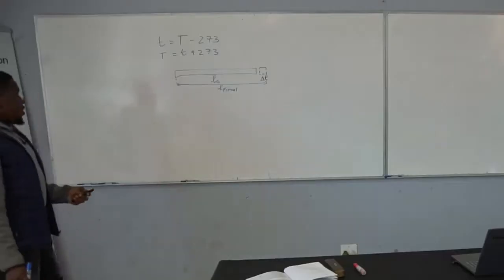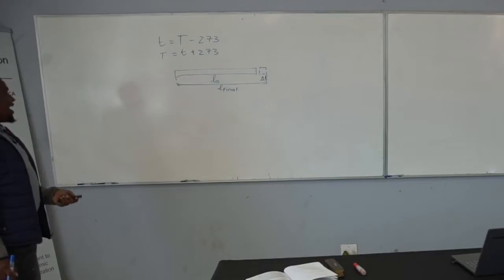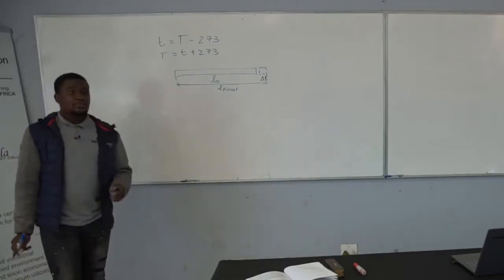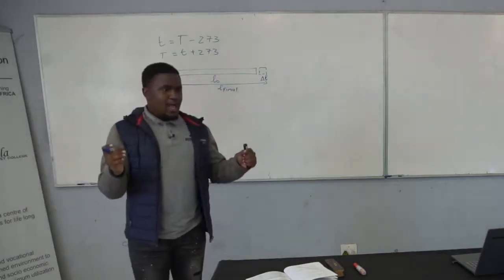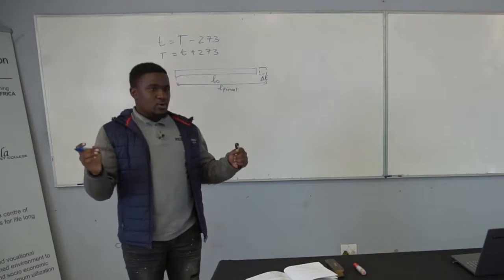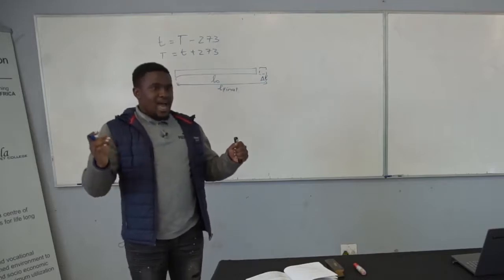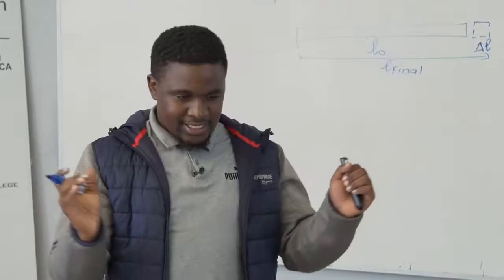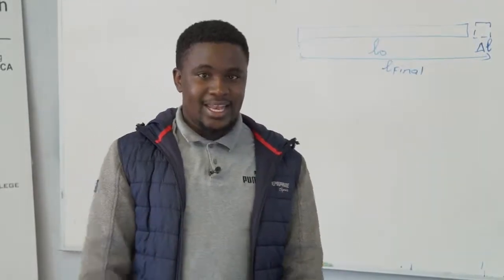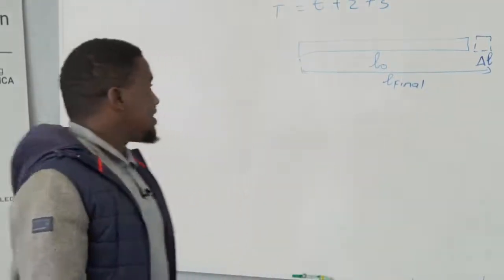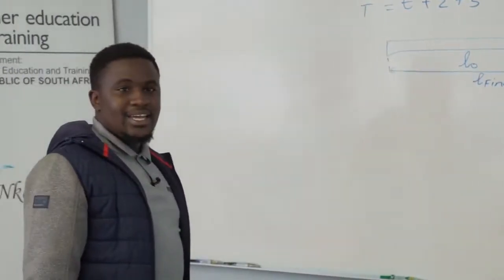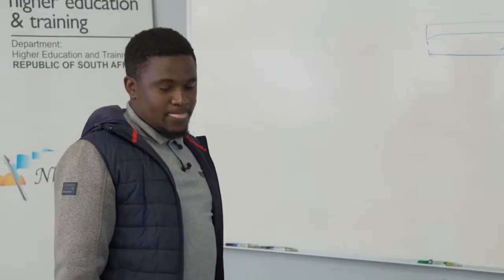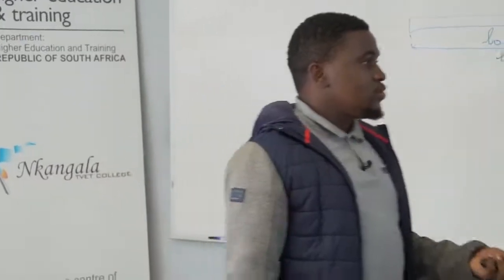Then we have a decrease in temperature. This is the theory behind the decrease in temperature. When there is a decrease in temperature, our aluminum rod will decrease in length, which will result in a decrease in the original length.